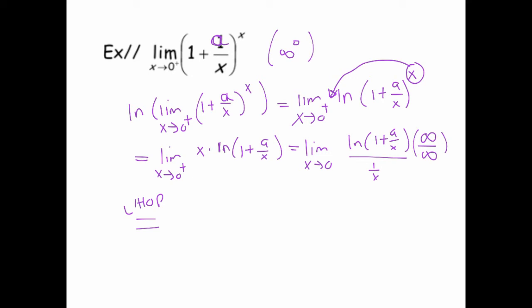So this ends up being the limit as x goes to 0 from the right of 1 over 1 plus a over x, and then don't forget to multiply by the derivative of the inside, which is negative a over x squared, divided by the denominator, which is negative 1 over x squared.